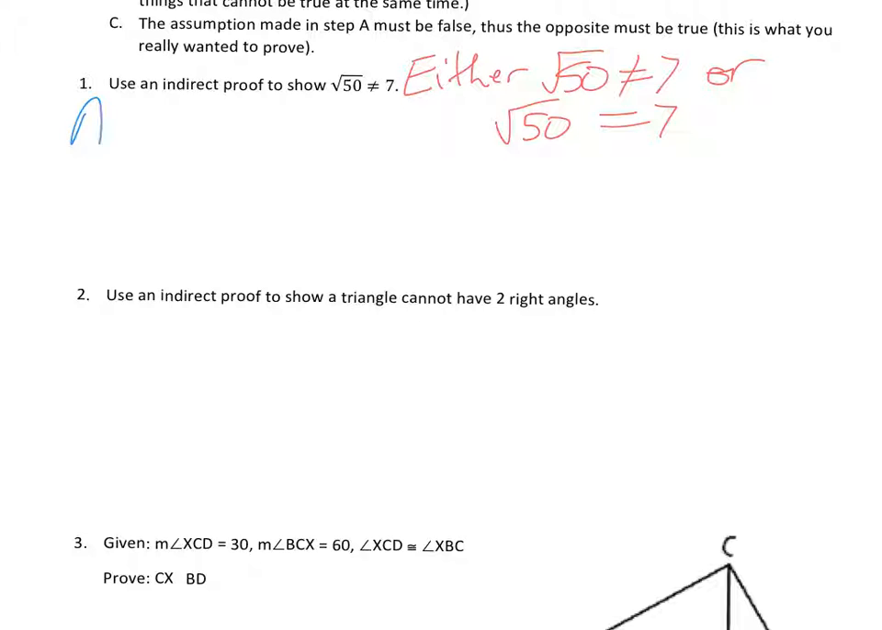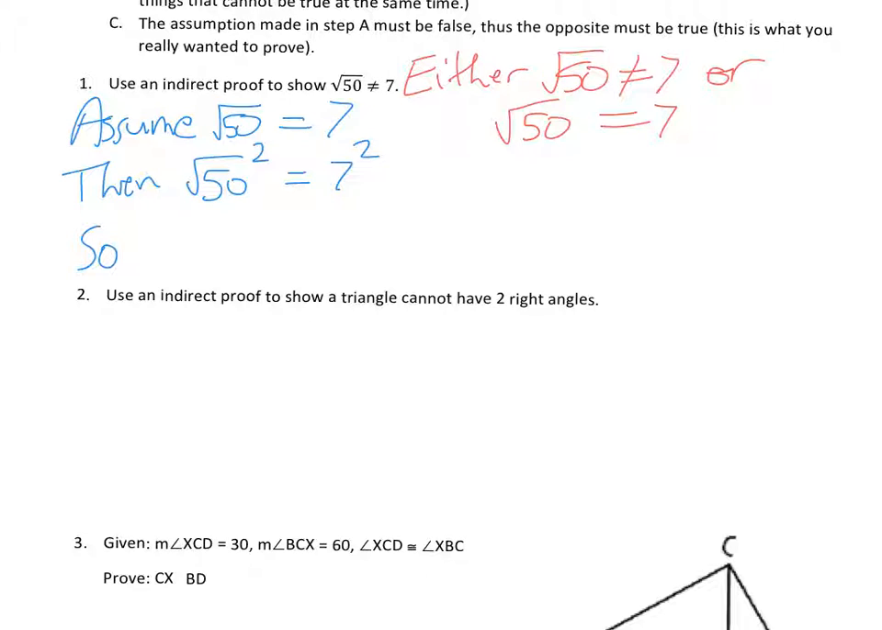Maybe we would say then, let's assume that the square root of 50 equals 7. Then we could say, the square root of 50, if I squared that, should still equal 7 squared. Well, what's going to happen if we square those values? The square root of 50 squared is just 50. 50 would equal 7 squared, which is 49. That cannot possibly happen. So that's our contradiction.